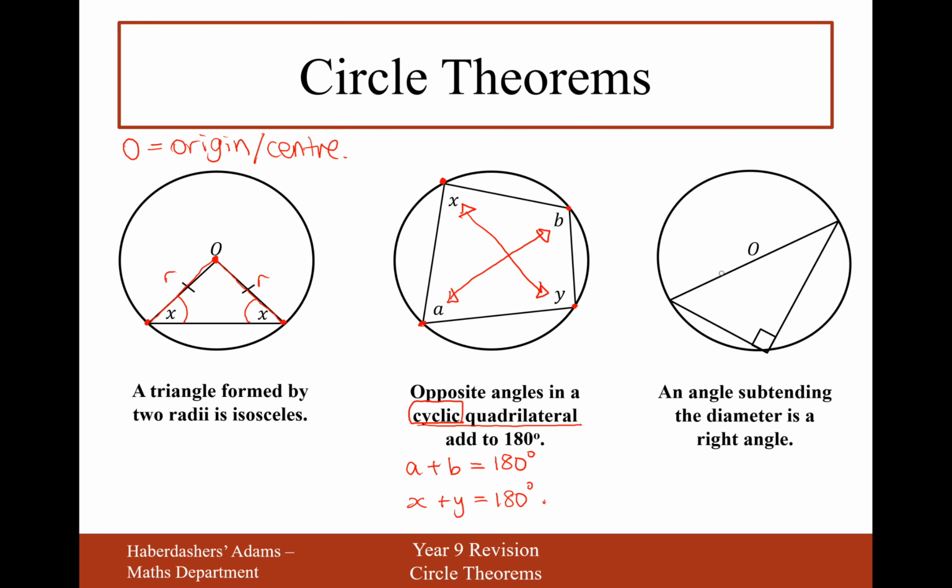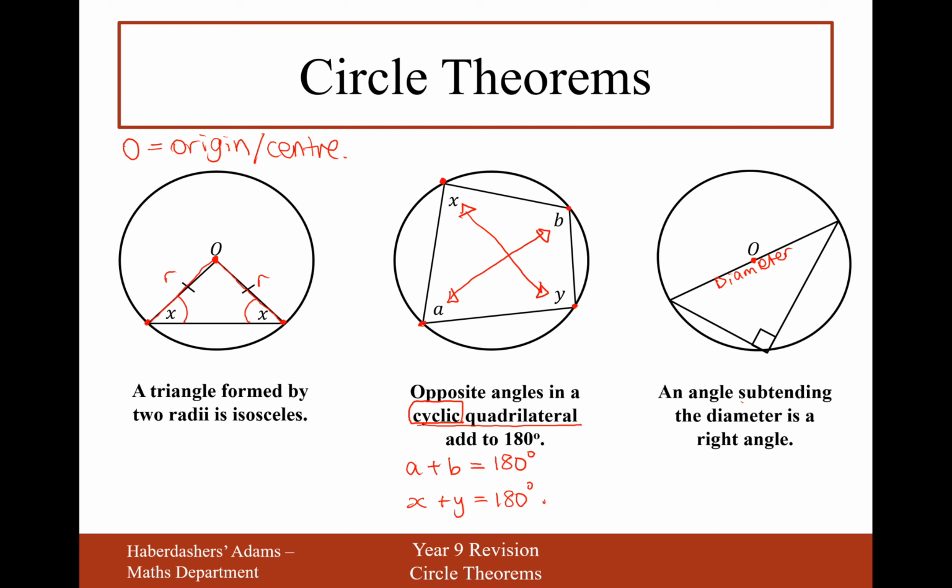The third one is when you take, so this O here is again referring to the origin. So whenever you take a diameter, a line that goes from one side of the circle to the other through the origin is the diameter. So whenever you take a diameter and then create a triangle using that line with another point on the circumference, the angle that you make at the circumference is always a right angle.